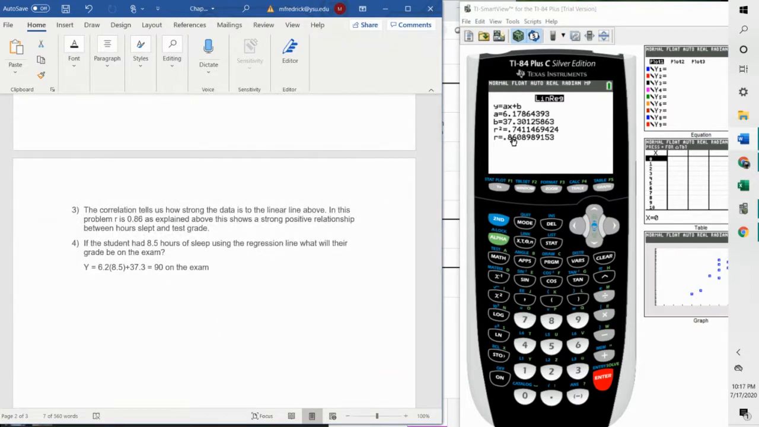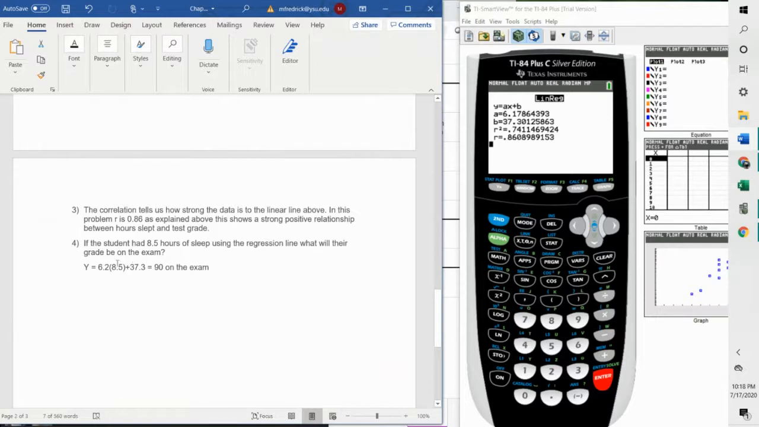Now this R value, the correlation, 0.86, it tells you how strong the relationship is. And this is close to 1, which means there's a strong relationship. It's positive, so it means it's a positive relationship. And R and A should both be the same sign, positive or negative. So there's a strong positive relationship. As the number of hours increase, you'll do better on the test.